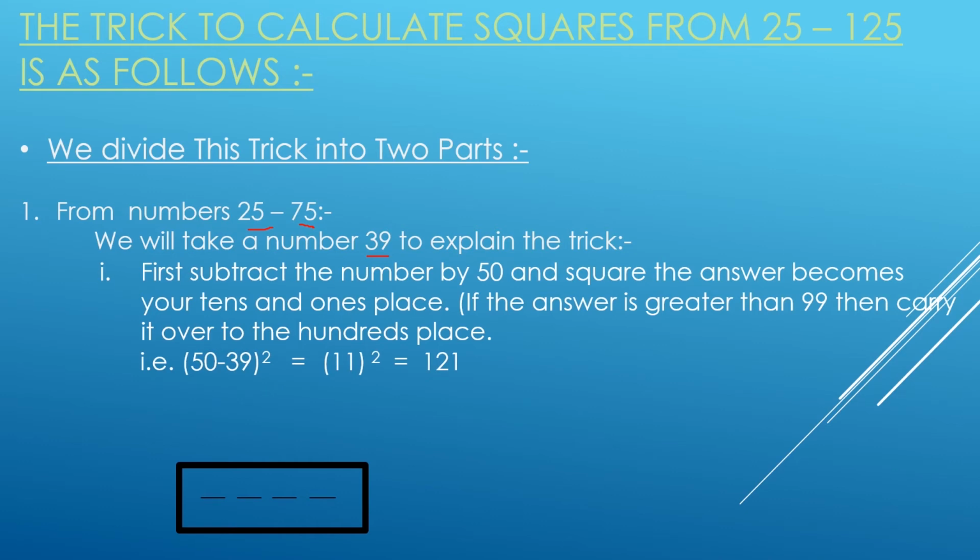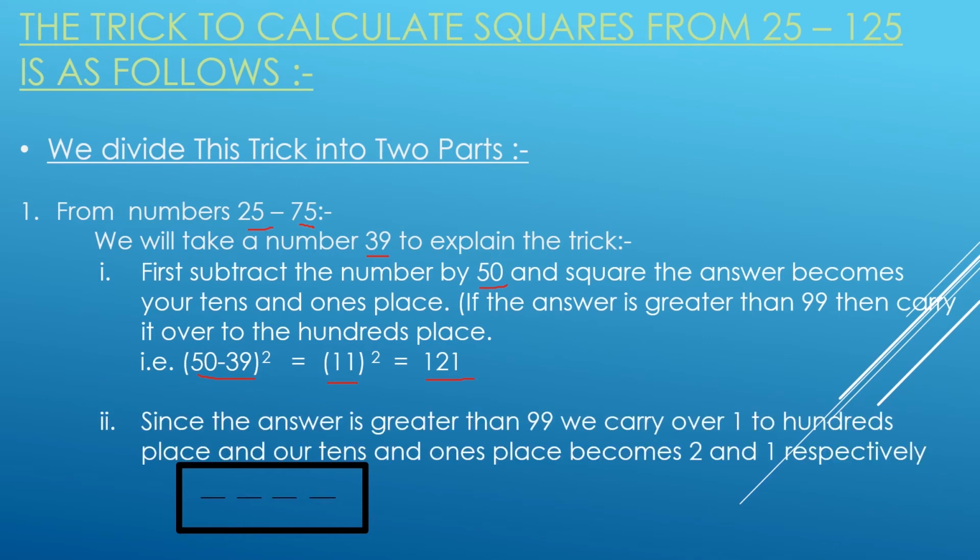We subtract the number from 50. 50 minus 39 equals 11. 11 squared is 121. Since 121 is greater than 99, we carry our 1 to the hundreds place, and our tens and ones place becomes 2 and 1 respectively.